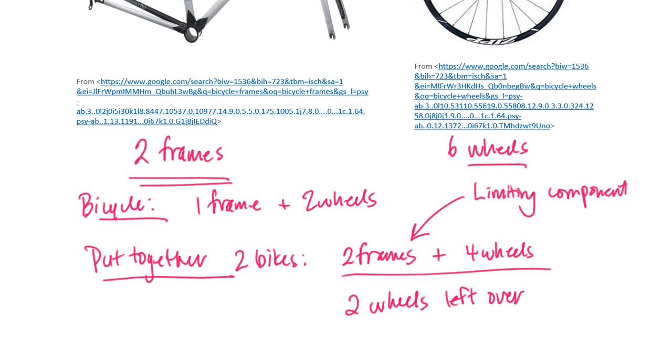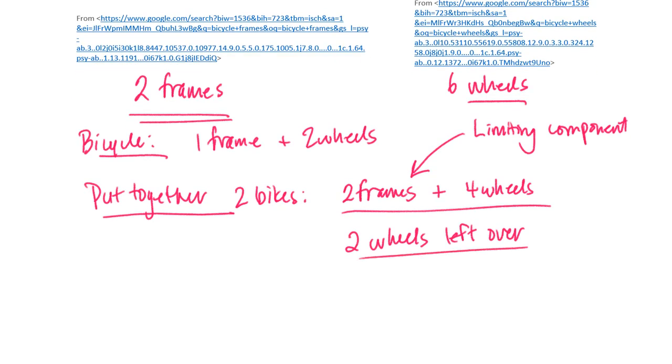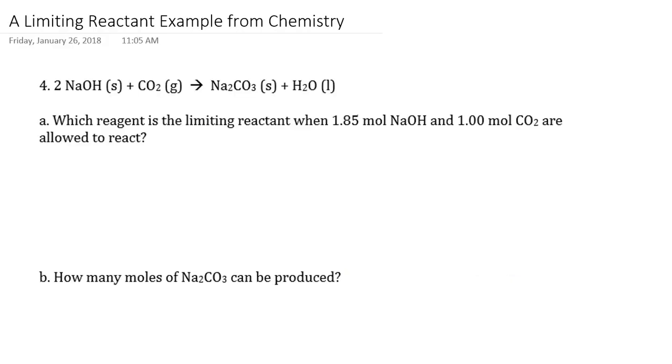of this process. Now, because I have wheels left over, that means that the wheels are in excess. In other words, I have more of them than I need. And so I'm not going to be able to make more bikes because I'm missing frames. I need to stop at making 2 bikes and then have some starting material left over. And in a nutshell, that's pretty much the concept of limiting reactants. So let's apply that to a chemical reaction and see how that works.